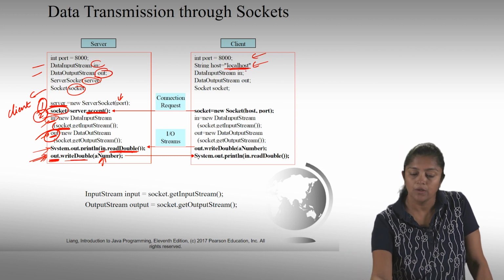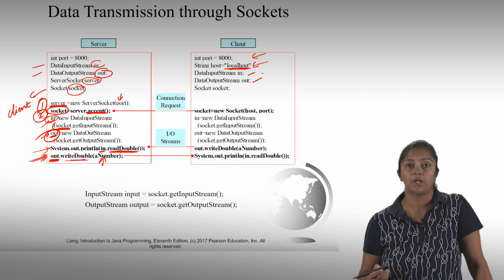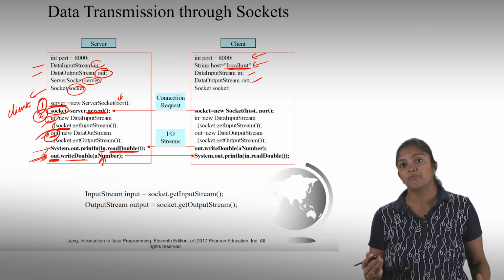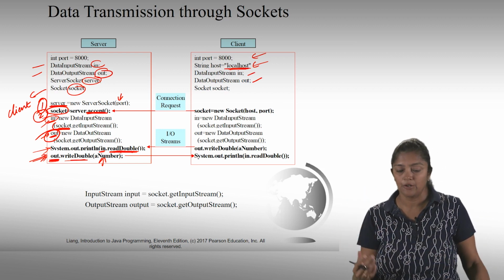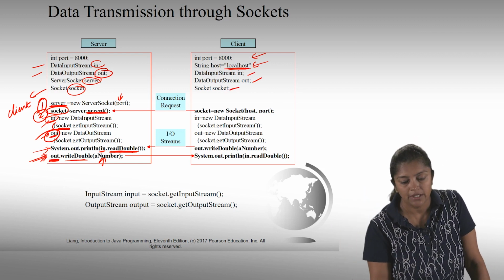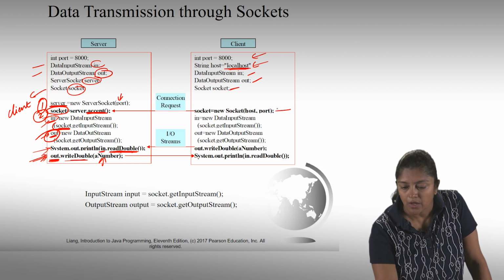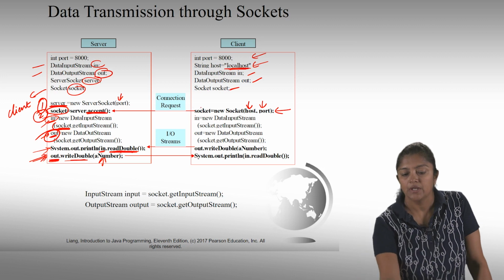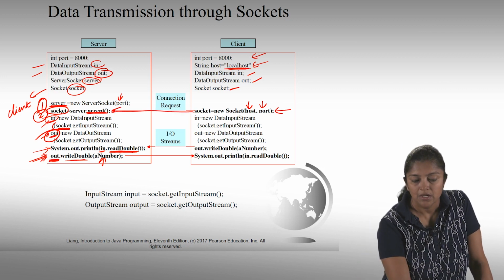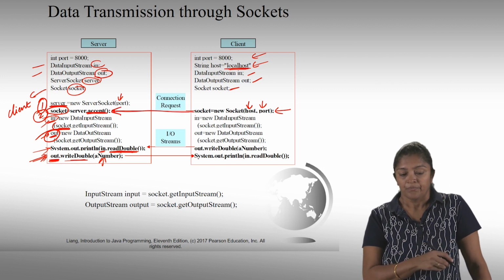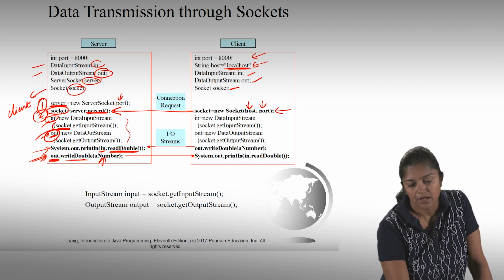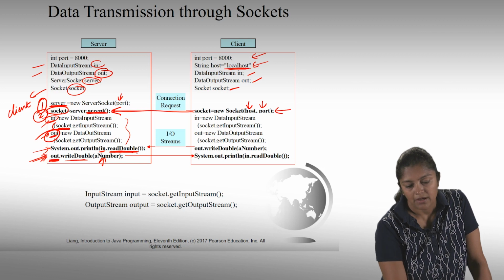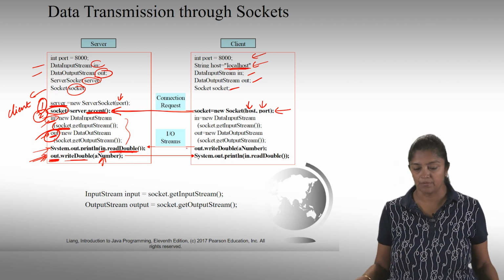Now on the client side also, it's going to need an input and output stream of its own. So that's where it's going to read its values from and write its values to. And then it's going to need a socket object. The socket object is created with the host information and the port number. So that's when a request gets sent from the client to the server. And then once the server accepts that and sets up its I/O streams, that's when the communication begins.